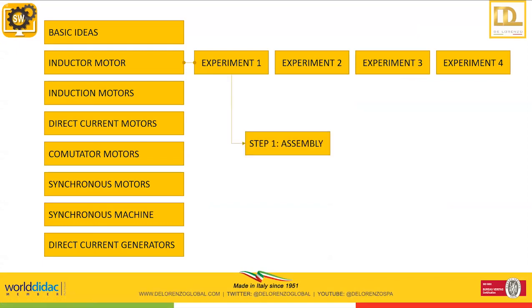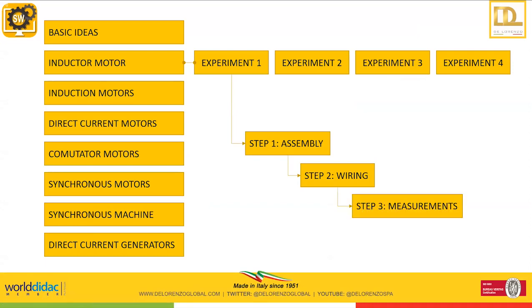So the student needs to assemble the machine, make the connections, and run the measurements. At the end of each step, there is a validation feature to verify if the student did it properly. And only when the student has finished this, he or she is allowed to go to the next experiment, and so on. And by finishing all experiments in one topic, the student is allowed to go to the next topic.